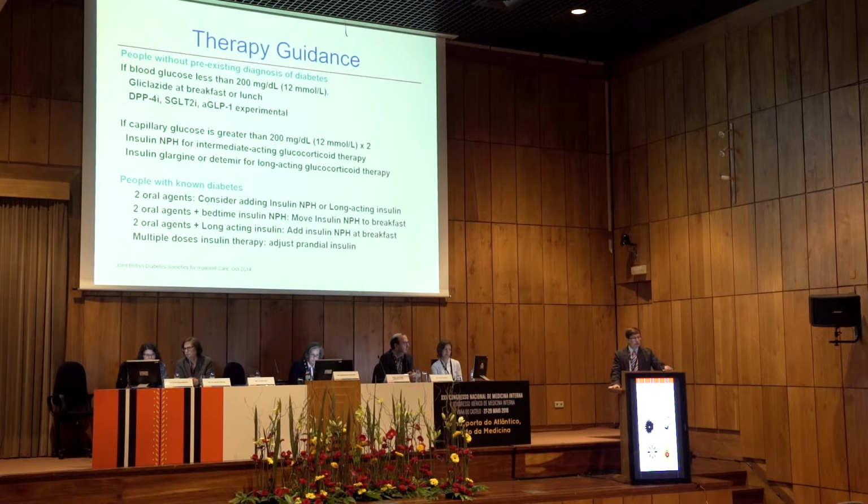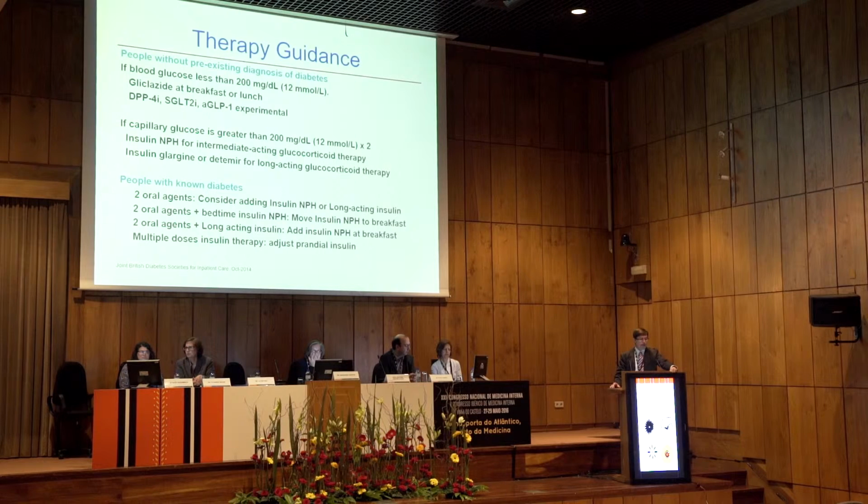As I said before, if the glucose values are less than 200, we can use oral agents. The oral agents that have been more used are sulfonylureas, and among them gliclazide. Gliclazide is a short-action sulfonylurea that should be taken at breakfast or at lunch.